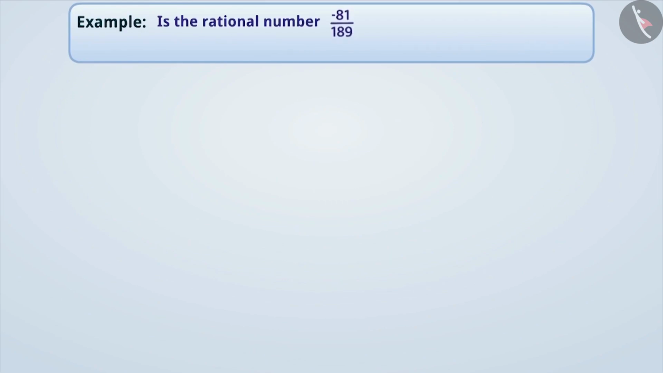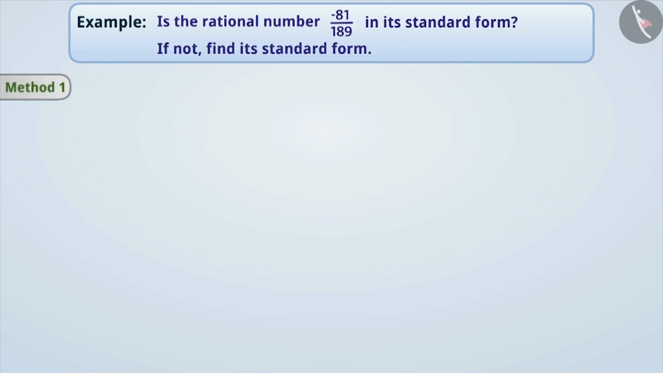Is the rational number minus 81 by 189 in its standard form? If not, find its standard form. Here we have to express the given number in its standard form. Can you tell me what is the standard form of a rational number? Think.